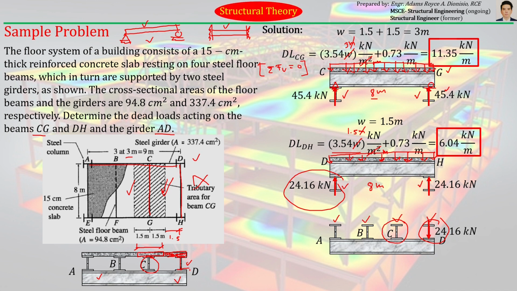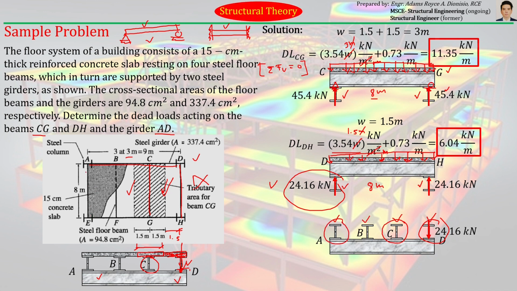Just like this. So, anything that girder DH carries is just being transferred directly to girder AD at point D. Okay? With a magnitude equal to 24.16, similar to this. Equal in magnitude but opposite in direction. Same goes for the other side.